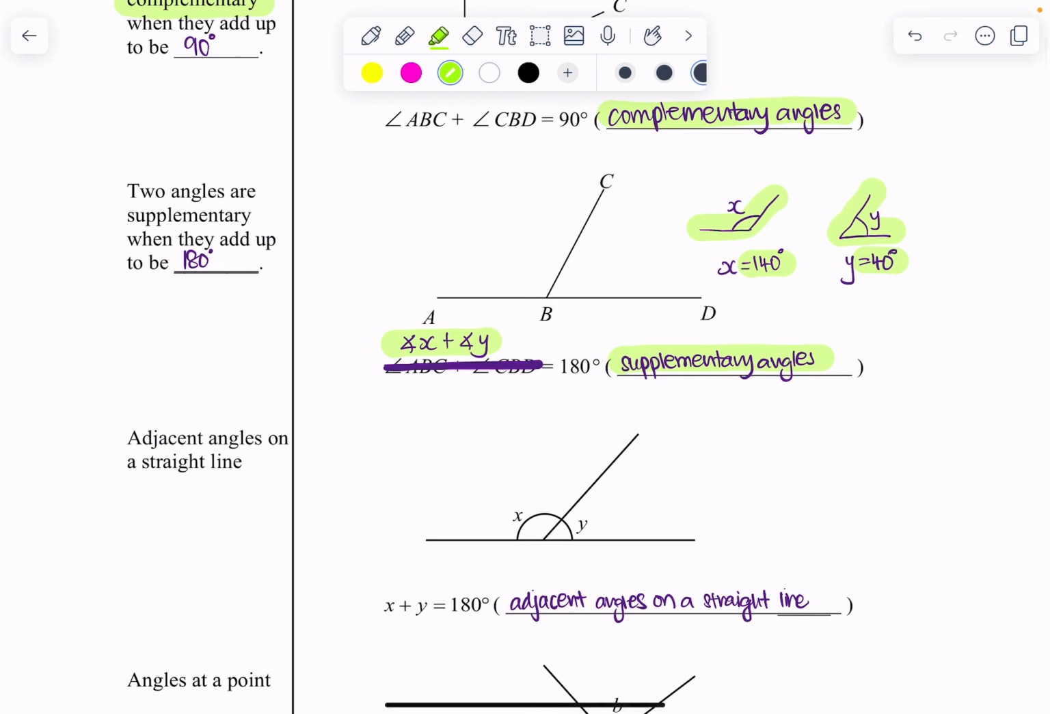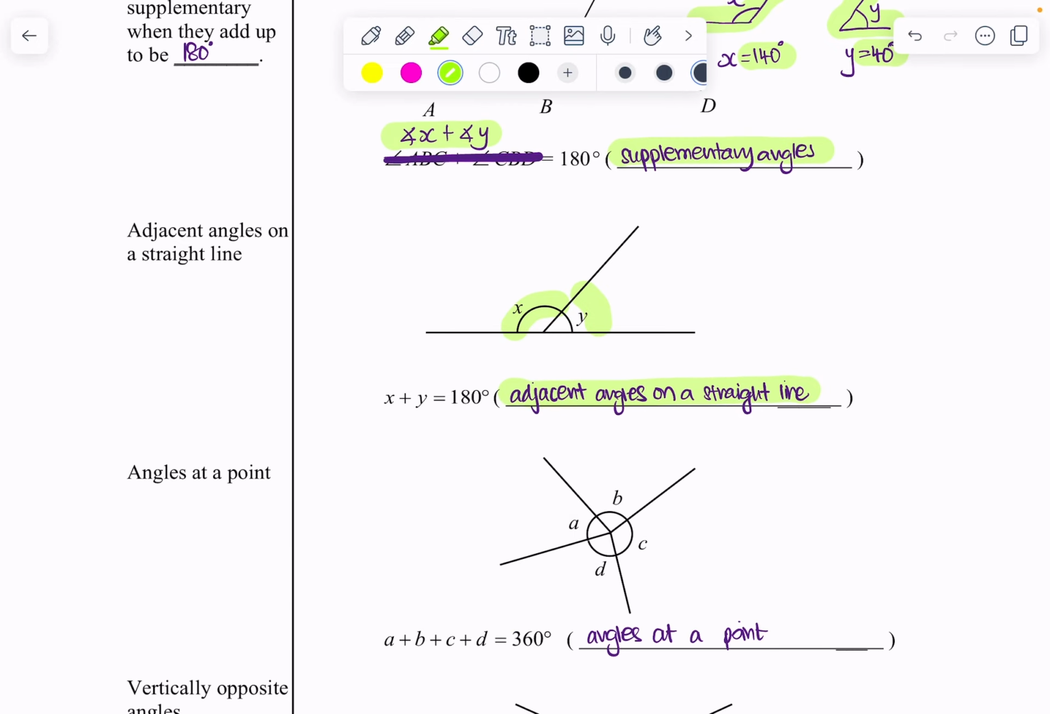Specifically, if the two angles that we are talking about lie on the same straight line, then these two angles would also add up to 180 degrees. But more specifically, here we say that this property is called adjacent angles on a straight line. So if the two angles are lying on a straight line, they add up to 180, we use this property. Of course, it may be more than two angles. It could be many angles lying on the straight line. We can still use this property.